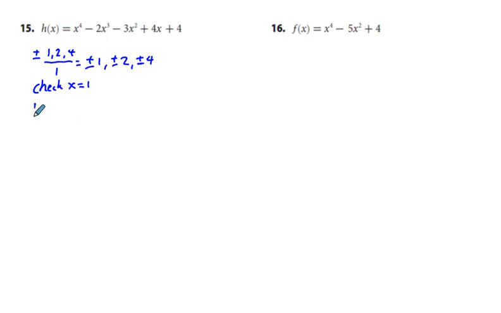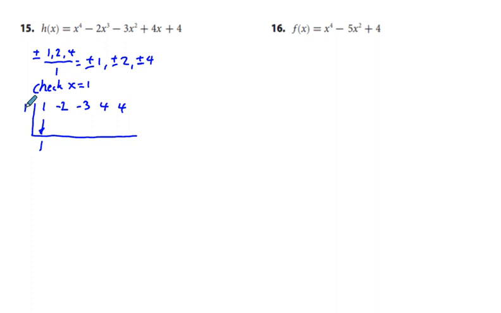Going to do that same process as before. Put 1 on the outside, and inside the coefficients, 1x to the 4th power minus 2x cubed minus 3x squared plus 4x plus 4. We bring down the 1.